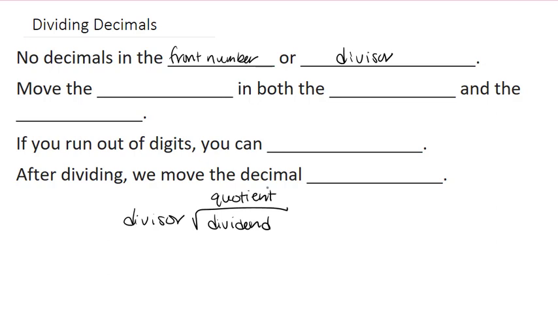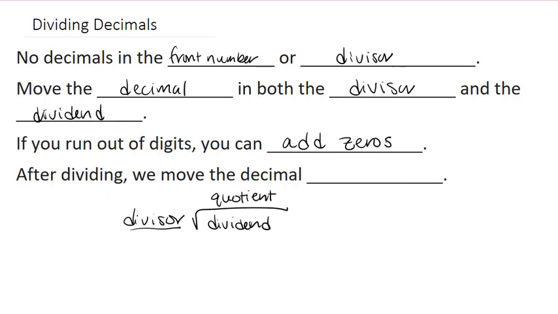Now, if we have a decimal in the divisor right here, we're going to move the decimal in both the divisor and the dividend. If we run out of digits, you can add zeros. And after dividing, we move the decimal straight up. Now, all of this will make more sense when we go over an example.